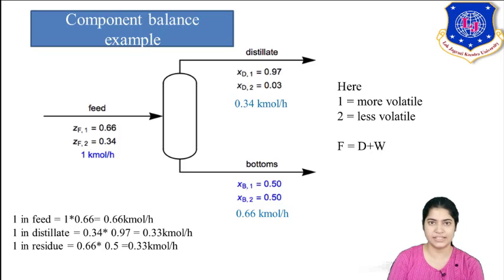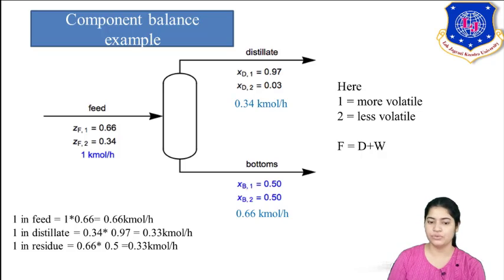Similarly, for 1 in distillate, the molar flow rate of distillate D is 0.34 kilomole per hour. That is the rate at which you are generating your vapors. In those vapors you will of course have component 1 and component 2, but 1 would be rich here. So the amount of the more volatile component 1 in your distillate is 0.34 into 0.97, where 0.97 is the mole fraction of component 1. That is 0.33 kilomole per hour.